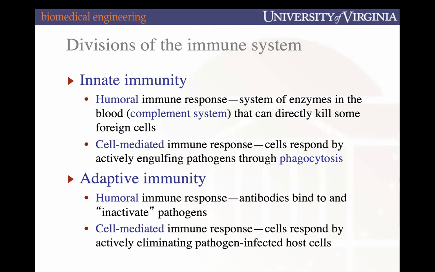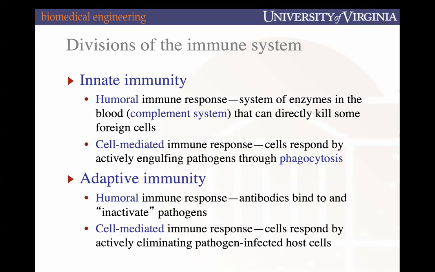So we have our innate immune system and our adaptive immune system. We can further break down our immune systems to two qualities: our humoral immune response and our cell-mediated response. When we talk about the humoral immune response, we typically mean the factors or features of our immune system that show up in our blood or in other bodily fluids. And so for innate immunity, the innate humoral response is something called the complement system, a series of enzymes that are meant to go in and directly kill some sort of foreign cell or foreign pathogen. The cell-mediated innate immune response here is typically by cells engulfing pathogens through phagocytosis.